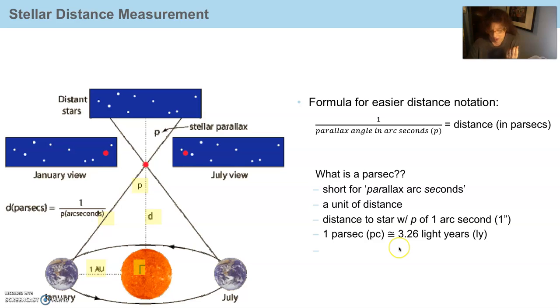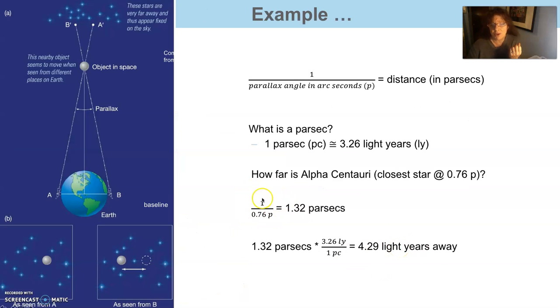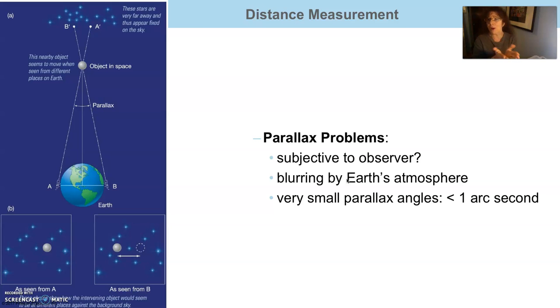If we take the closest star that we've got, which is Alpha Centauri, it would be 1 over an arc second of 0.76. That's 1.32 parsecs away. Well, how many light years is that? 1.32 parsecs times the conversion factor of 3.26 light years equals 1 parsec. You can cancel out the parsec. You're left with 4.29 light years away. 4.29 light years away for the closest star to our sun. So we're trying to use more math and fewer exponents when we use some of these formulas and some of these units. There are still problems with parallax.